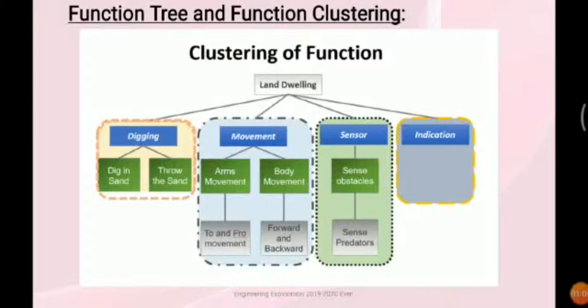Function tree and function clustering. In our system, land dwelling, we have identified four functions. First one, digging, that is, dig in sand and throw the sand. Second, movement, body movement, that is forward and backward movement. Third one, sensor, that is, sense the obstacles or predators. And the fourth one, indication. Subsystems identified: dwelling unit, locomotive unit, sensing unit, and indication unit.